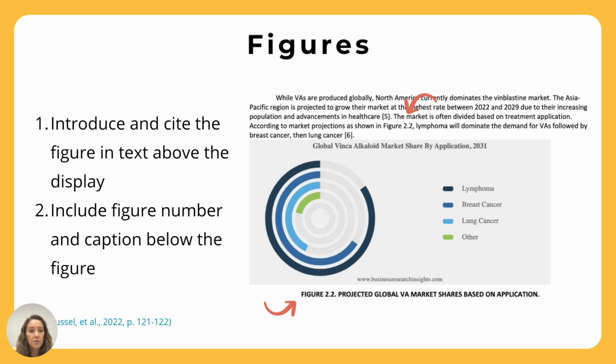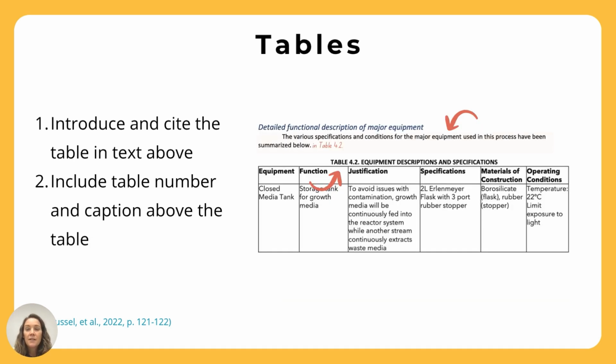So let's look at figures first. For figures, be sure to introduce and cite the figure in the text above it, and then include the figure number and caption below. Notice how this group also nicely explains the figure in the text above. For tables, you'll also cite it in the text above, but then include the title above the table versus below like in figures. Please note that tables and figures are numbered separately and they are not a continuation of one another.